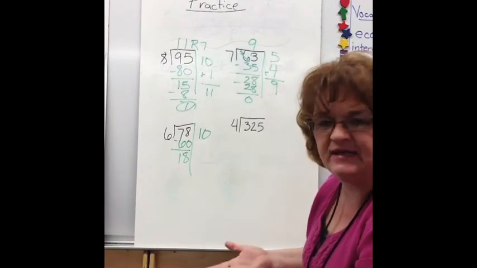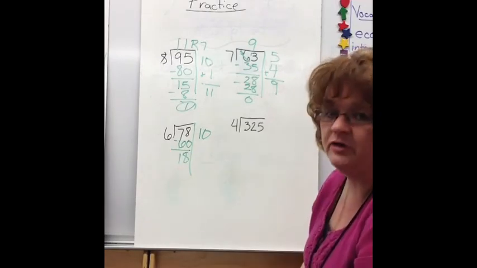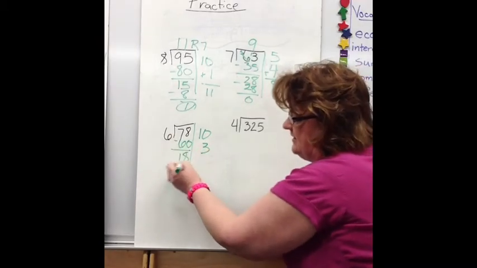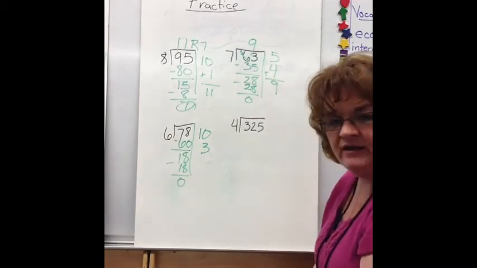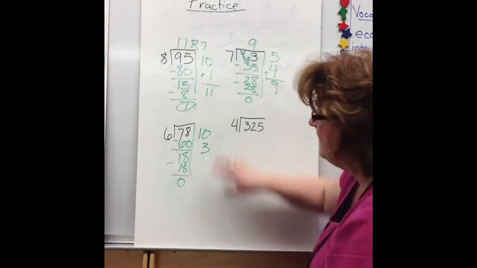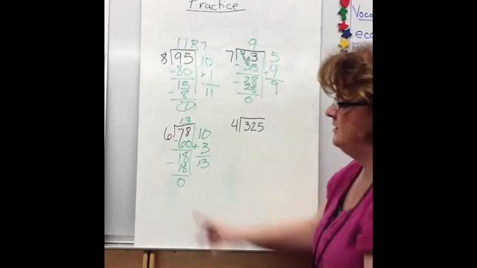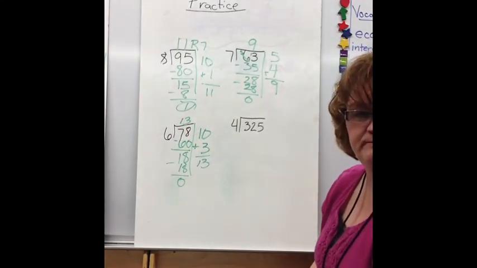6 goes into 18 how many times? If you know your math facts, you'll know that 6 times 3 is 18. 0 remainder. I don't have anything to circle. Add these two together. And there's your answer, 13.